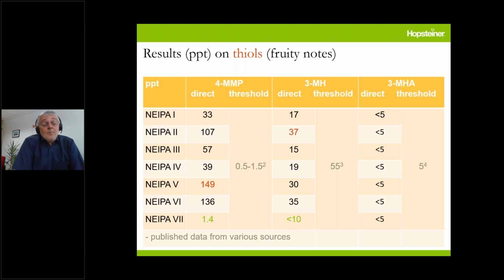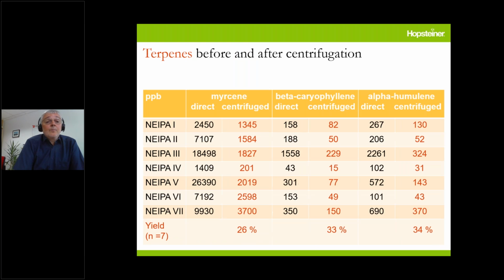One sample, it's the one coming from our pilot brewery, is below one of the threshold values as published. So this variety, remember, it's only one hop variety, is very low in 4-MMP, and therefore the concentration in beer is also very low. So the thiol 4-MMP is contributing to the hop aroma of New England IPA. This is the message from this slide.